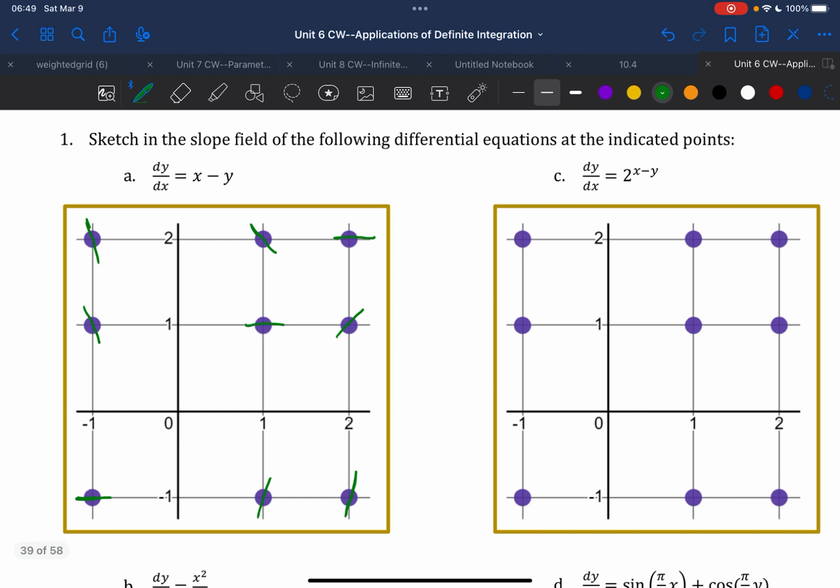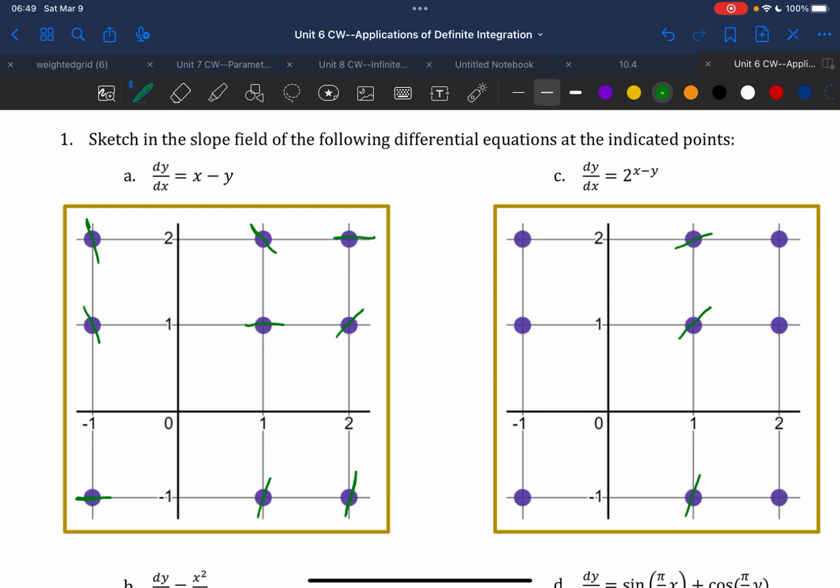All right, so I'm going to hop to C, 2 to the x minus y. So if I go to 1, 1, I get 2 to the 0, which is 1. So if you go to 1, 2, you get 2 to the negative 1, which is 1/2. So that's going to be flatter than 1, something like that. If you go to 1, negative 1, you get 2 squared, which is 4, so quite steep.